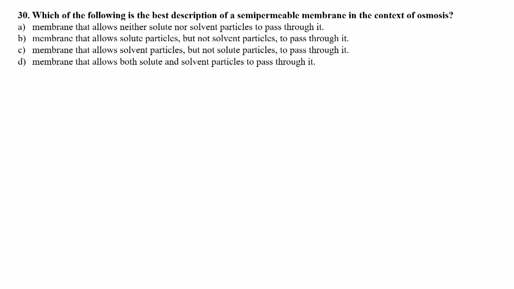Problem number 30 says, which of the following is the best description of a semi-permeable membrane in the context of osmosis? A membrane that allows neither solute nor solvent particles to pass through. A membrane that allows solute particles but not solvent particles to pass through. A membrane that allows solvent particles but not solute particles to pass through. A membrane that allows both solute and solvent particles to pass through. So we know that a semi-permeable membrane means only the solvent particles are allowed to pass through, not the solute particles. So C is the correct option.